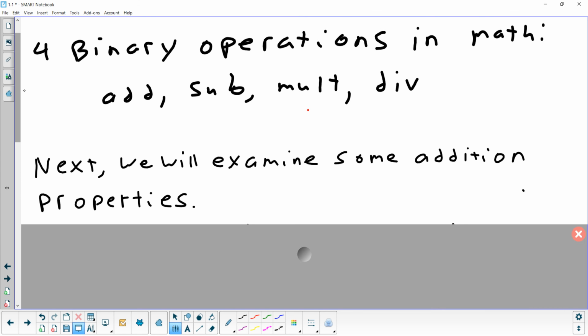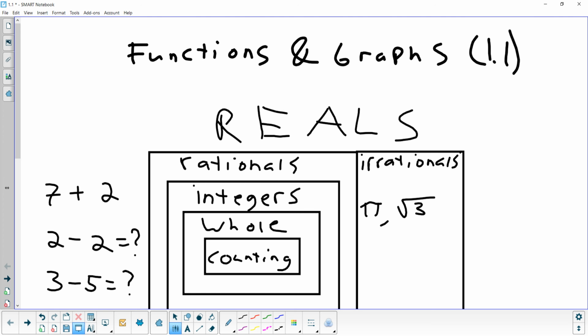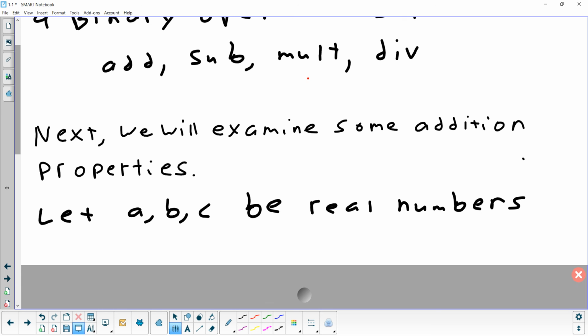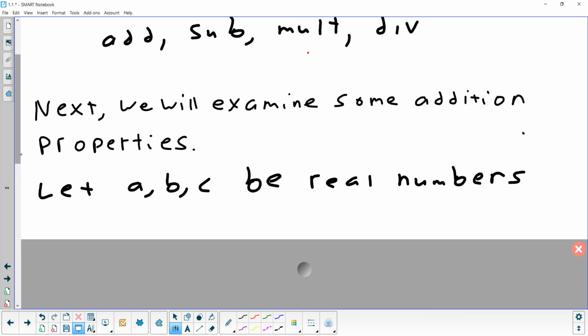There's one of them that I mentioned earlier. If you start with a counting number and you do something to it, and your answer is a counting number, there's a name for that. Basically, the answer that you're getting is staying within the box that you started. If it goes outside the box, I'll tell you what that's called. And that's going to be the first property we take a look at. Now, to describe the properties, I'm going to use letters, variables, and these variables can represent any real number.